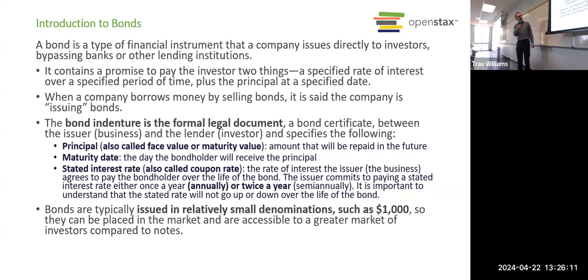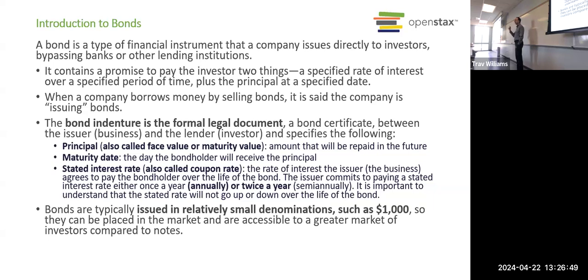Now, there are other words for the principal. Sometimes it's called the face value. Sometimes it's called the maturity value, but that all means the same thing. So the bond's going to mature on a specific date, and that's when you get your $1,000 back. And in the meantime, you are probably getting interest, right? Because that's one of the main reasons people buy bonds. Now, that interest rate that is specified is called the stated interest rate. So that's the amount that you are promised that you will get.